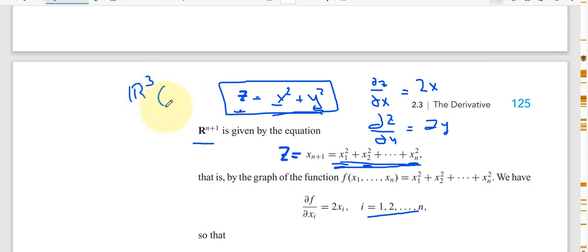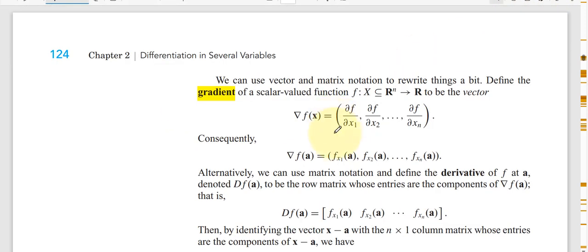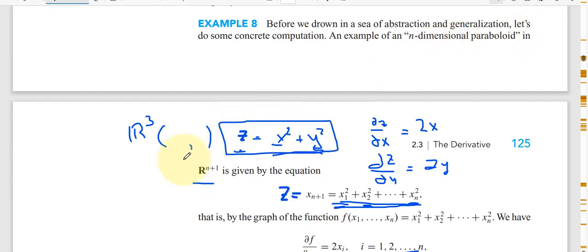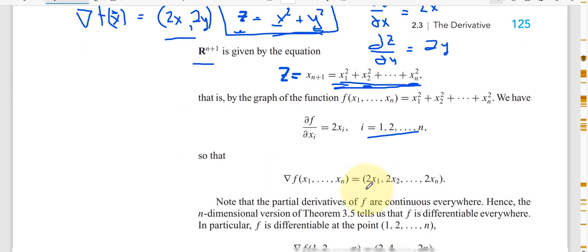It's just the partial of each. It's just this, but here we're only going to have two. So what's it going to be here? The gradient of f in this cleaner, smaller example is just 2x, 2y. And here we're going to have to write it all out: 2x1, 2x2, all the way up to 2xn.